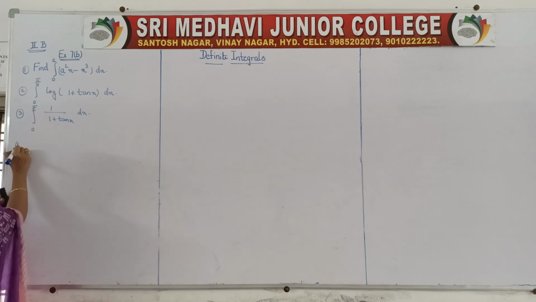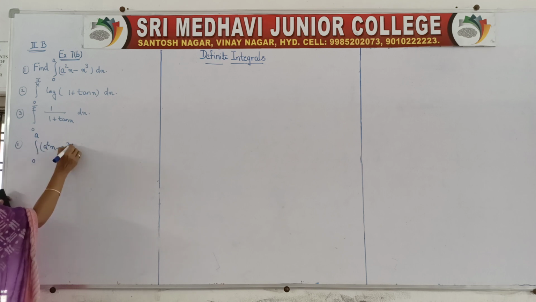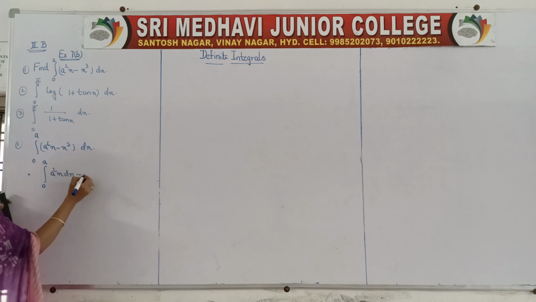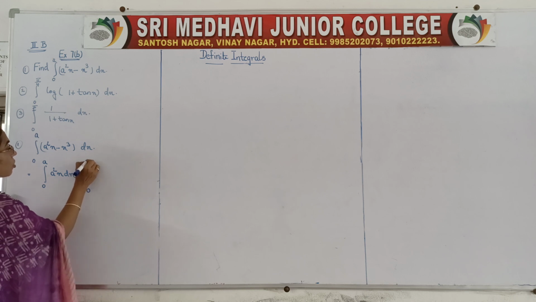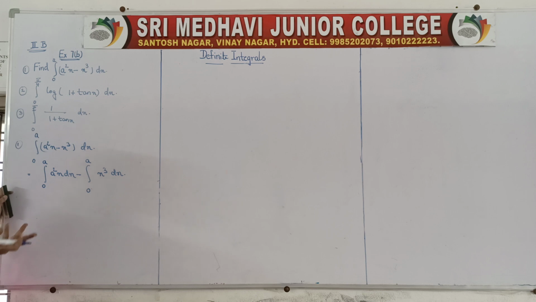Find the integral from 0 to a of (a square x minus x cube) dx. Whenever plus or minus is there, take separate integrals. So it is the integral from 0 to a of a square x dx minus the integral from 0 to a of x cube dx. Whenever there is plus or minus, we take separate integrals, a normal thing.